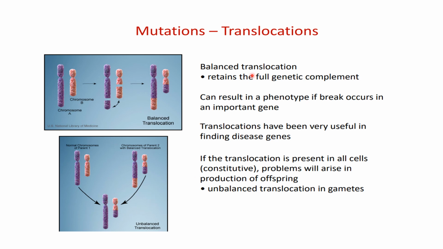In balanced translocation, it retains the full genetic complement. It can result in a phenotype if a break occurs in an important gene. Translocations are very useful in finding diseases. If translocation is present in all cells, problems will arise in the production of offspring. Unbalanced translocation in gametes.